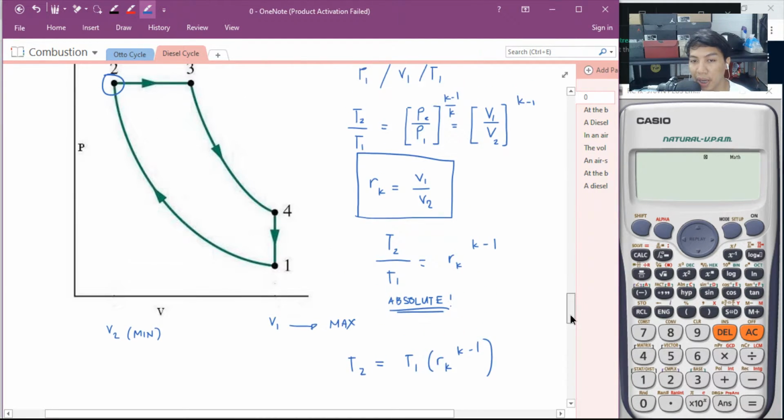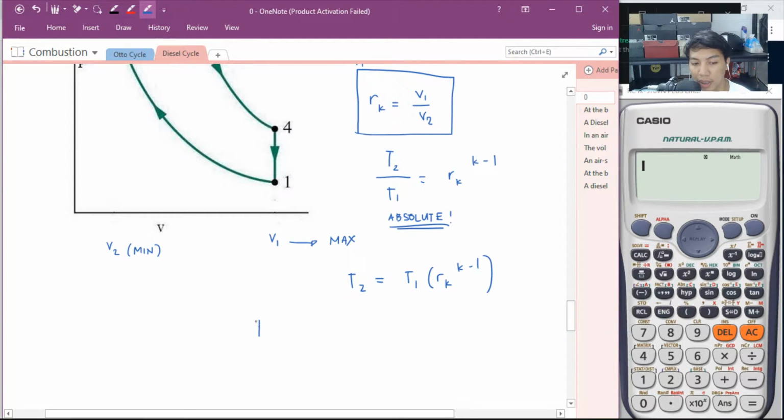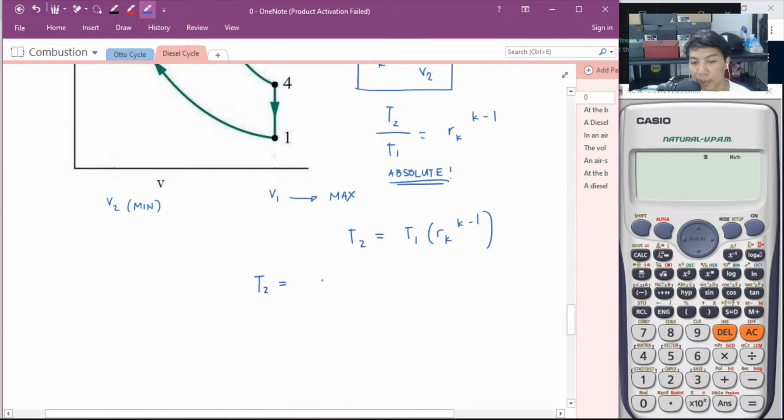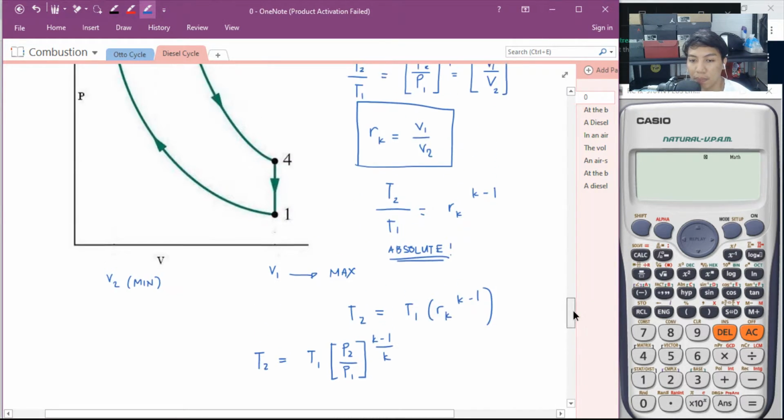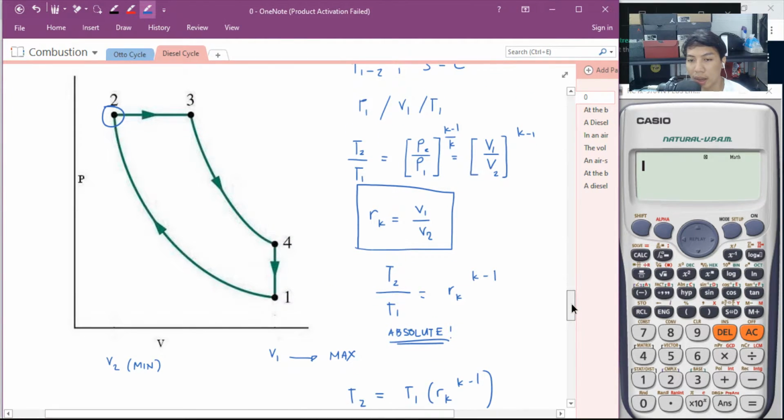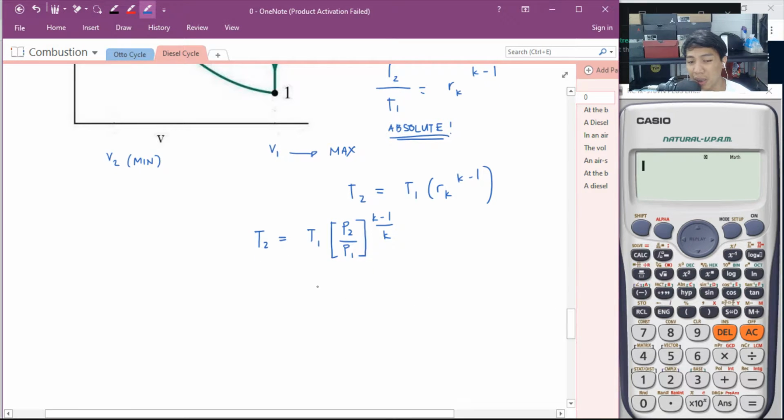What if hindi given si rk but the pressures are given? O, madali lang po yan. T2 will be equal to, cross-multiply mo si T1 dito. T1 multiplied to P2 over P1, kasi P2 is the maximum pressure at that process, raised to K minus 1 over K. O, nasolve na natin si T2. How about P2? O, how about naman yung V2? Ngayon, kapag nasolve na natin sila, okay, dalawa na points meron tayo. Meron tayong P2 and T2. All you have to do is to use PV is equal to mRT to find yung natitira mong parameter.